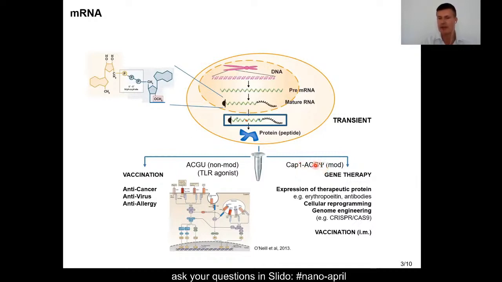Another way to produce mRNA is to modify it with pseudouridine. This modification allows the mRNA to escape recognition by Toll-like receptors. So this modified mRNA is not immunostimulating. You can inject it and not trigger an immune response. That's why it's used for gene therapy, for example, for expression of therapeutic proteins like erythropoietin or antibodies. It can be used with modified RNA for cellular reprogramming or genome engineering, for example, with Cas9.